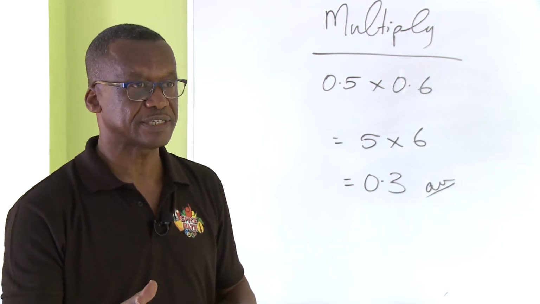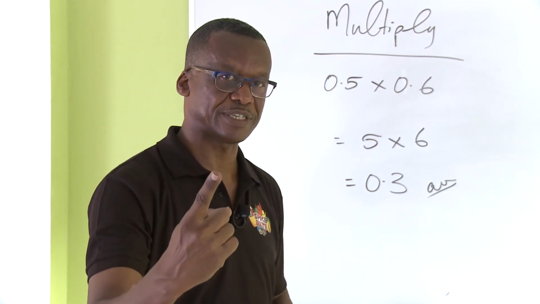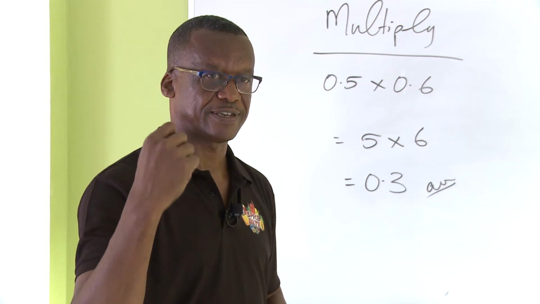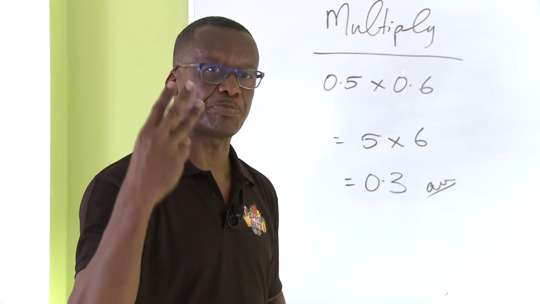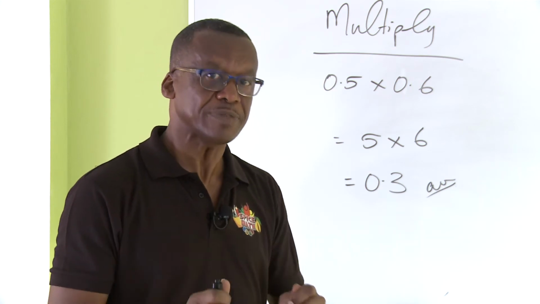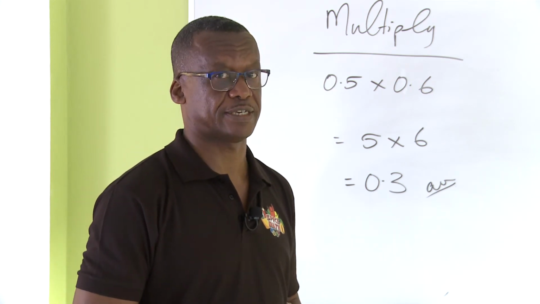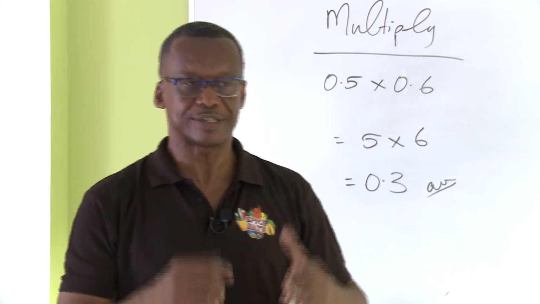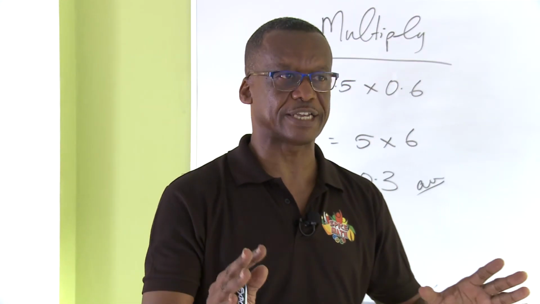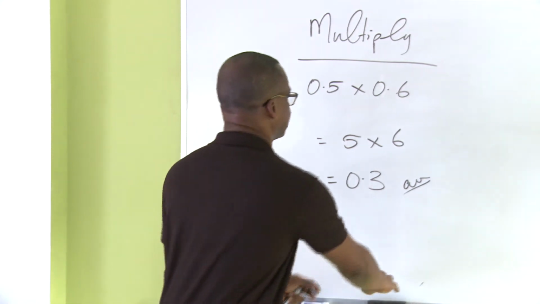What are the steps again? First, you ignore the point. Second, you multiply as normal. And third, you replace the point with the same number of decimal places you had in the original question. Right? And this can be done with any decimal. Let's try another one.